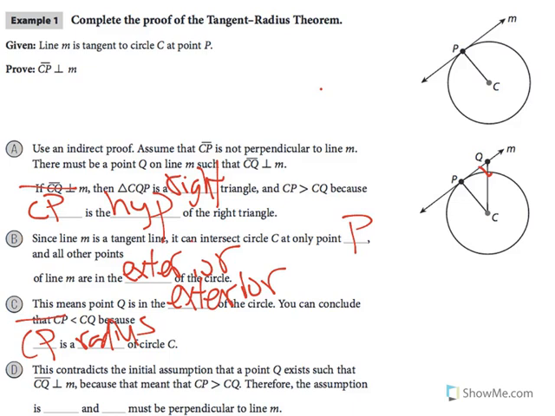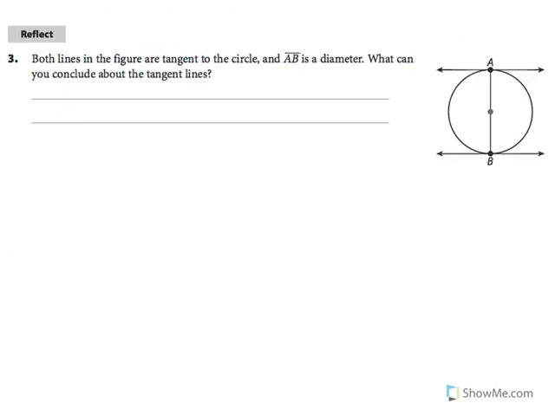Therefore, the assumption is false, and CP must be perpendicular to line M. Right? Okay, let's go to number 3.